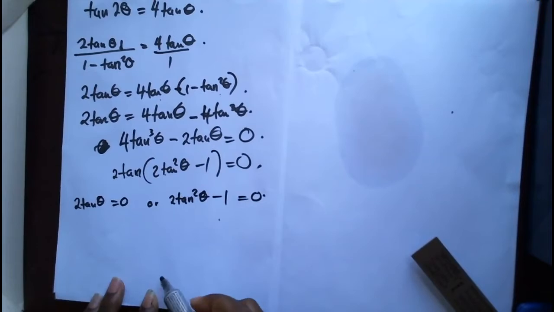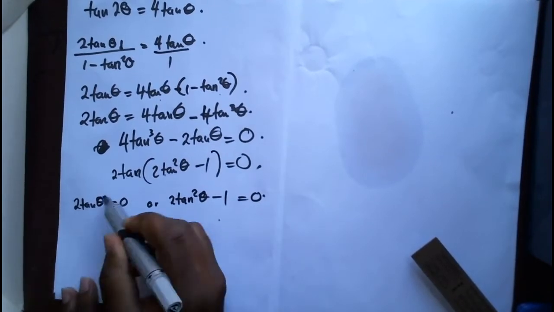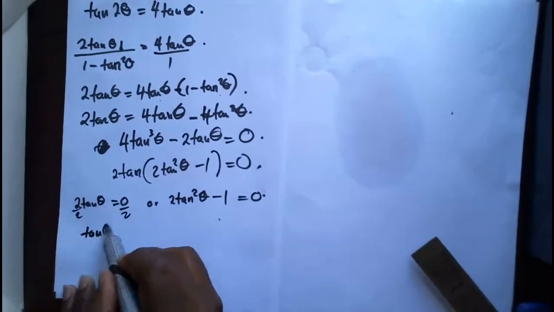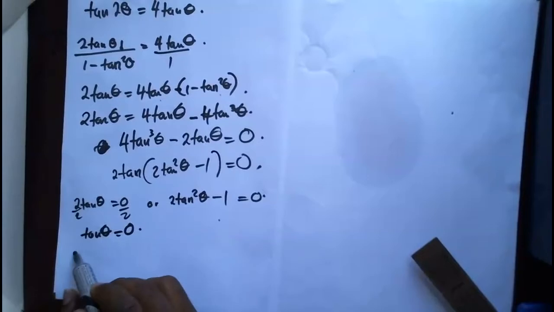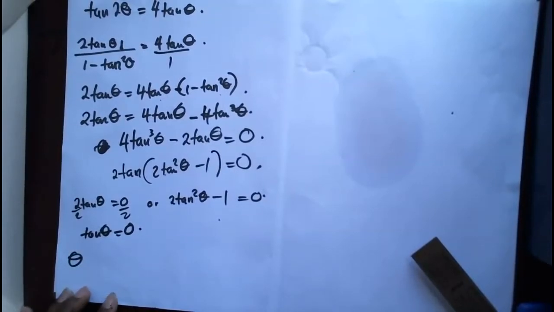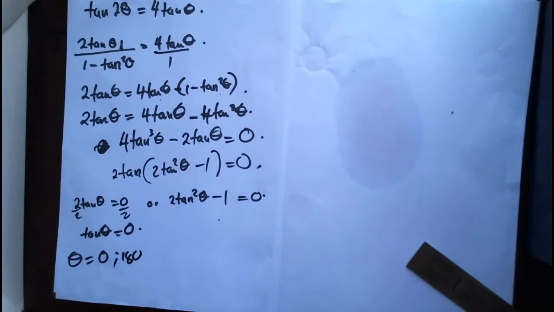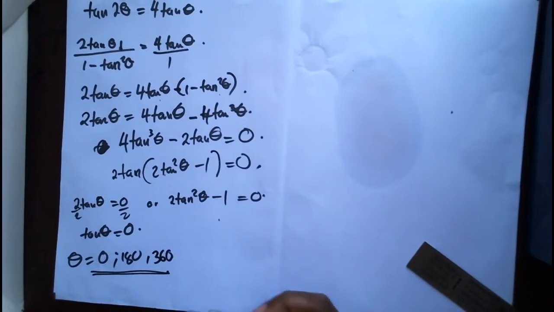With this one, if I divide by 2 on both sides, I get tan theta is equal to 0. If I say shift tan 0, I'll get 0. And I'll get 180. If you say tan 180, you get 0. And you also get 360. Why? Let's look at the general solution of tan. We're going to go into the general solution of tan.